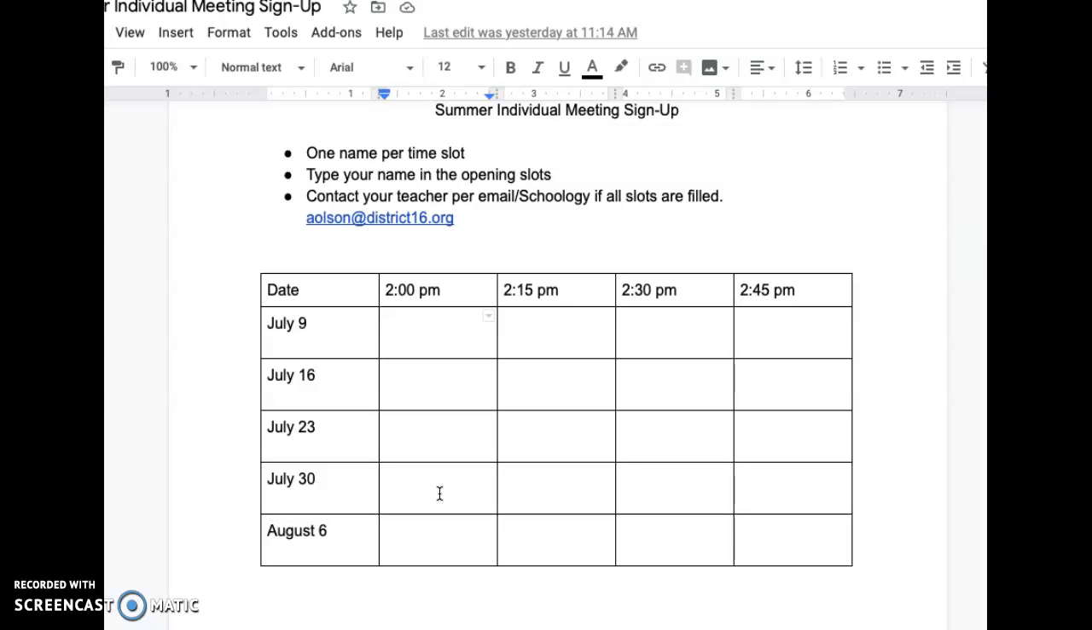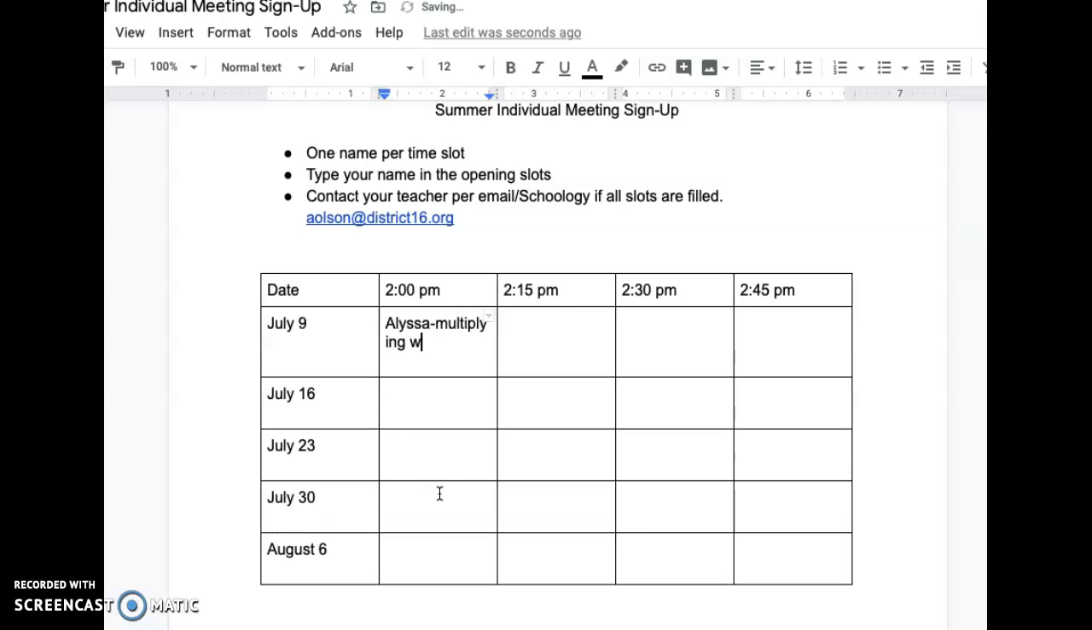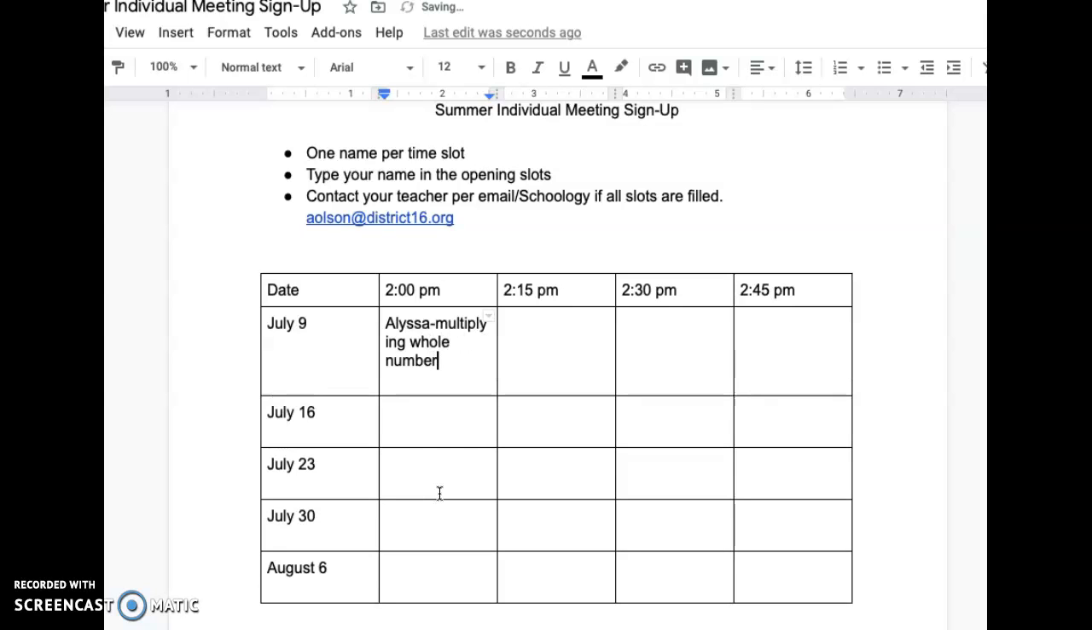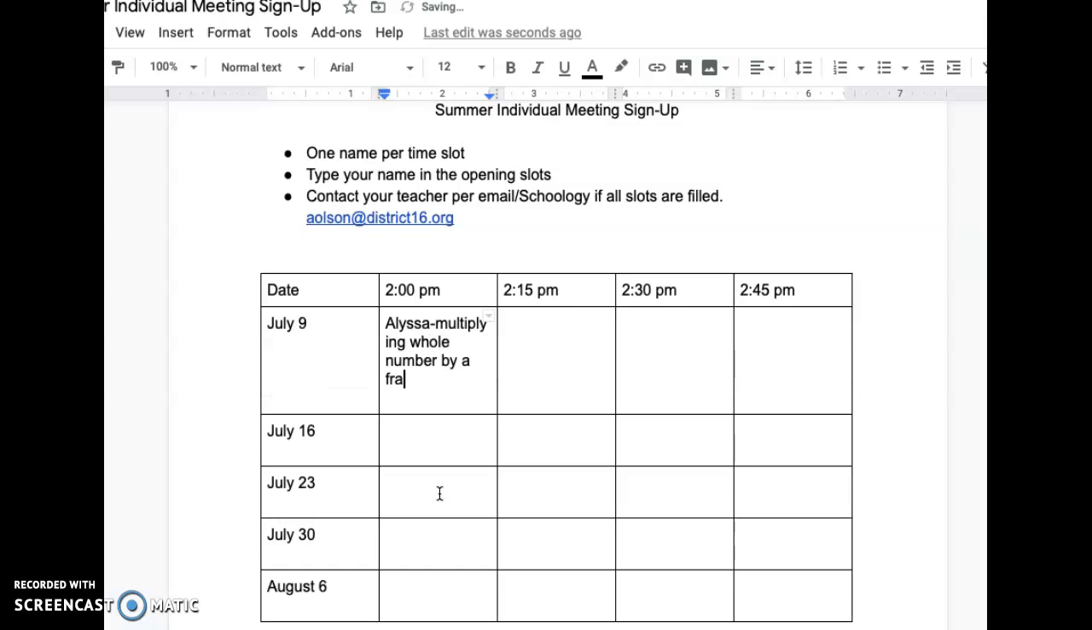Now, something that I asked my students yesterday was to type their name in here and then just write a quick topic or a leverage target that you are really struggling with. So I might say, Alyssa, my name, and then I might put multiplying whole number by a fraction. So now Mrs. Olson knows, or Miss Skauge knows, exactly what it is that you're struggling with. So if you can just put a little blurb about what it is that you're struggling with, that's really helpful.